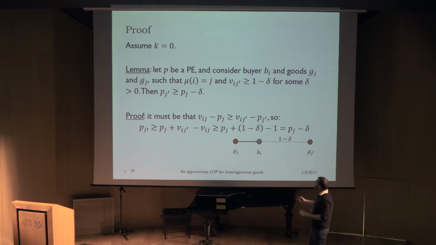So here's the proof, okay? Assume the markets are balanced, okay? The difficult case, probably. So let P be some price equilibrium, and think about a buyer who's currently assigned to good J, but his valuation for good J prime is also very big, 1 minus delta. Then, because of the same argument that I just told you, the price of good J prime should be at least as high as the price of good J minus delta, okay? Otherwise, the buyer would want to buy J prime instead of J, okay?